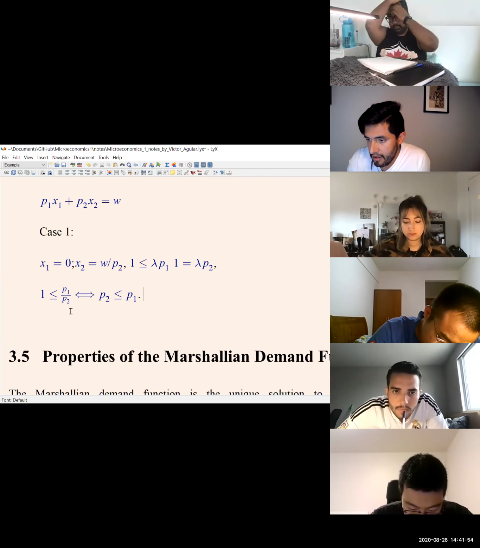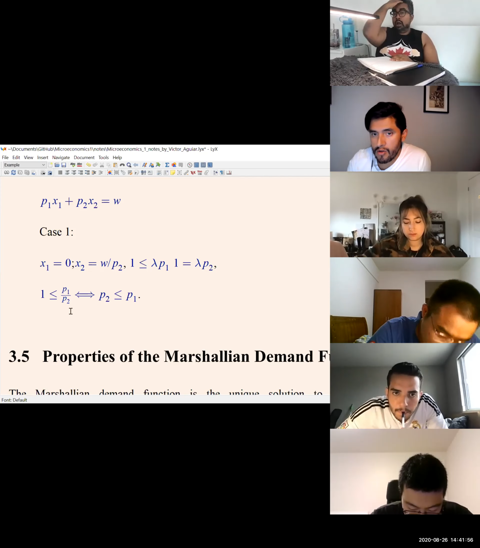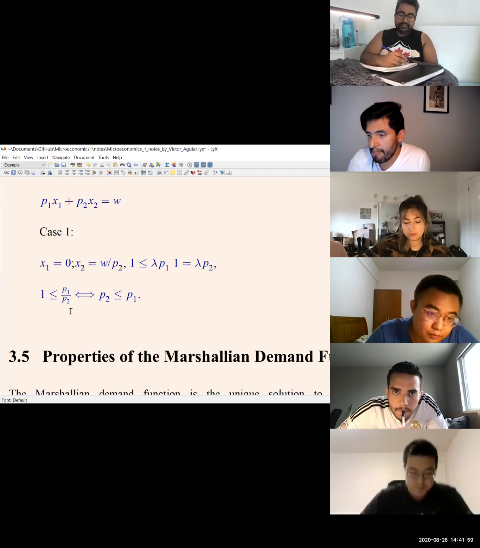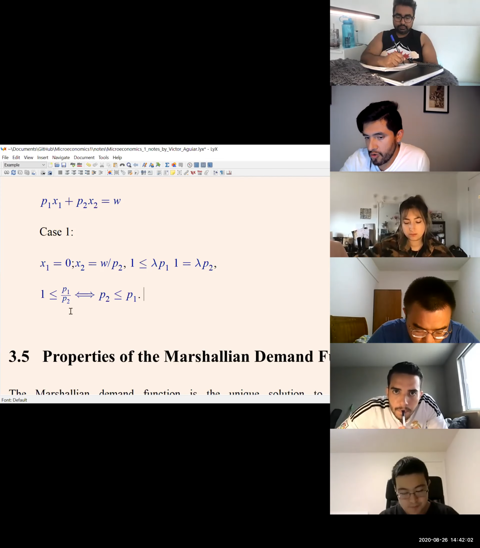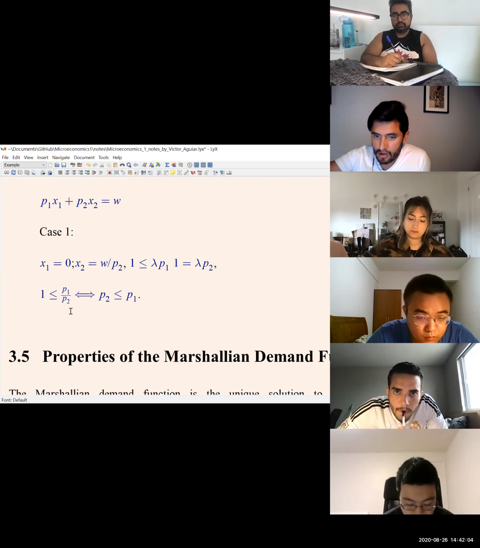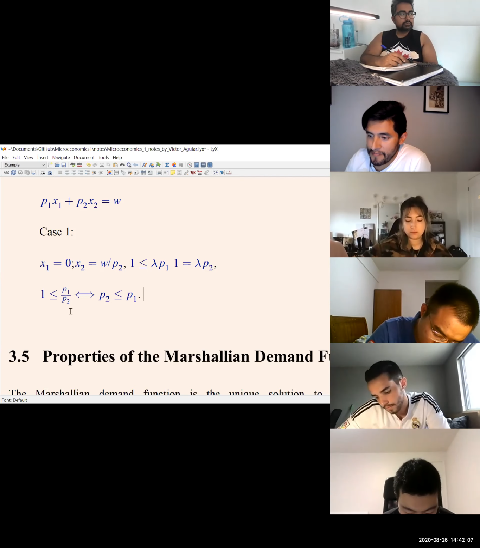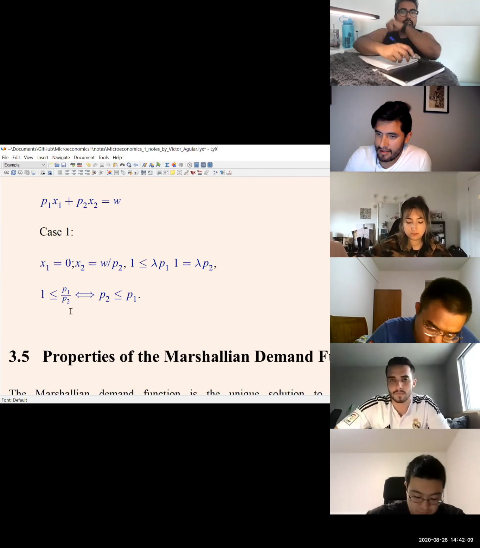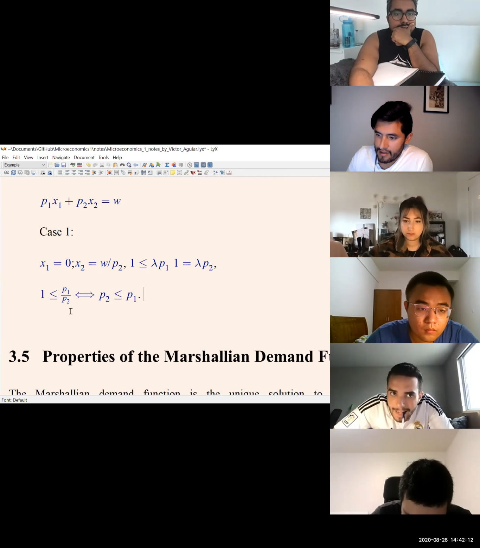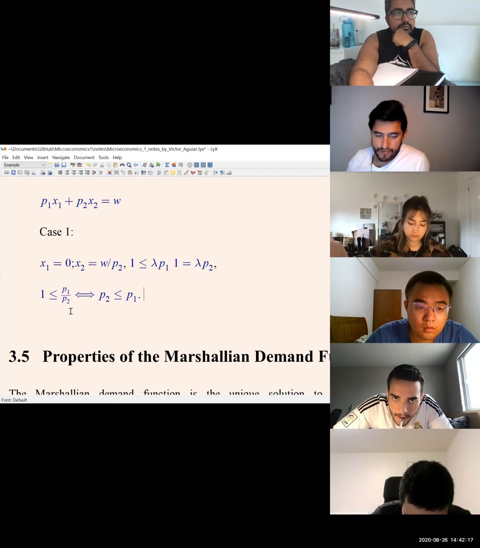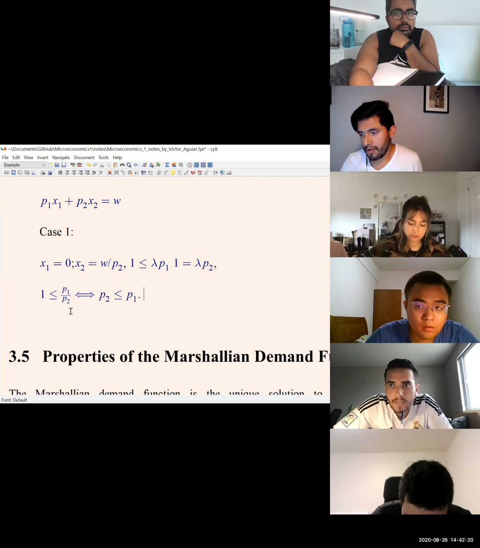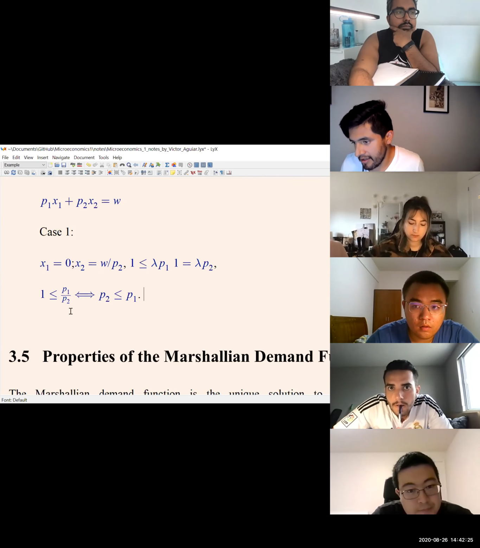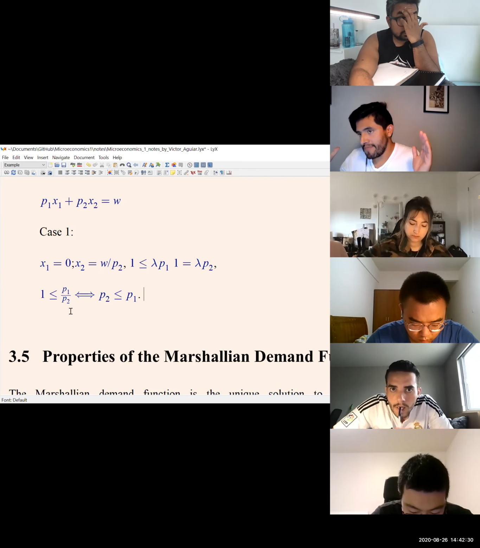Got it? So now you can check, of course, case 2, and you will see that what happens is the opposite, right? When the price of 1 is cheaper than the price of 2, then you buy everything of good 1, okay? And then what happens with equality? Who tells me? What happens when price of 1 is equal to price of 2? Every (x1, x2) on the budget line, basically you can pick anything on the budget line, because the indifference curve coincides with the budget line, right? So anything can happen, okay?